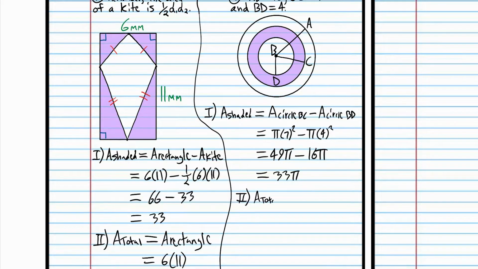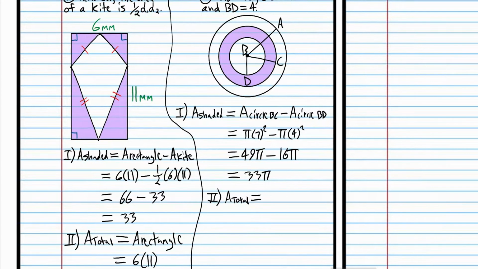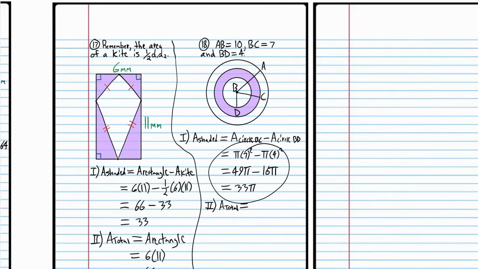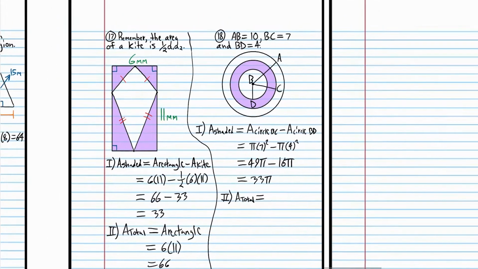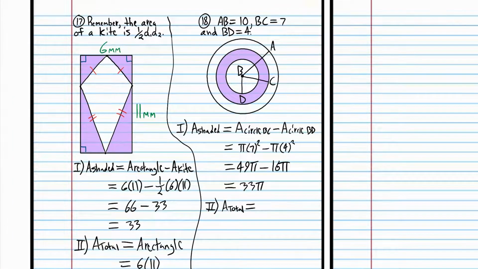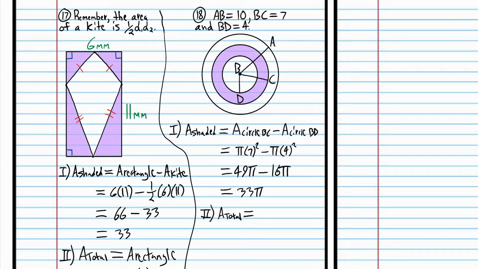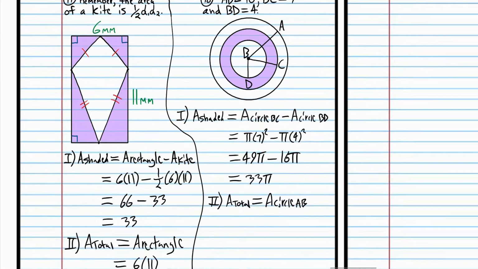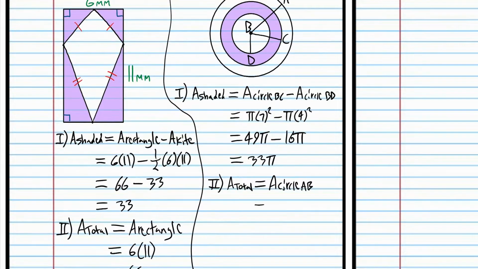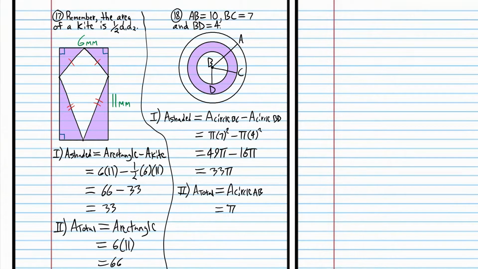Now the total area is equal to, and you might say, well, that's not fair. You didn't tell me I was going to get multiples of pi. Well, you're just going to have to get used to this stuff. You're going to see some of this stuff in problems. So the total area is equal to the area of the whole thing, the biggest circle. So the area of circle AB. And so the area of circle AB is just pi times the radius of the biggest circle, which we're told is 10. So we got 10 squared, and we get 100 pi.